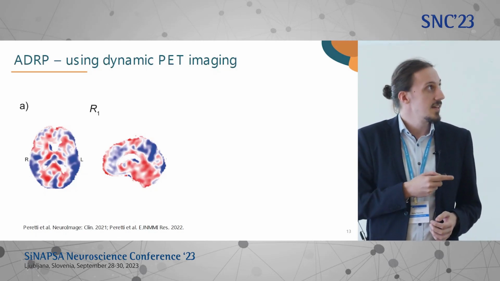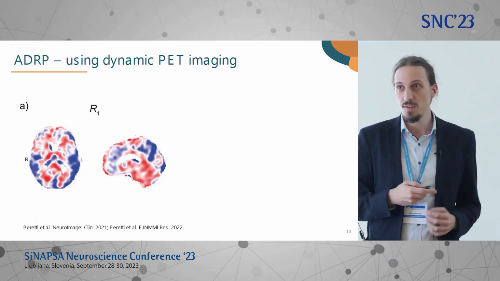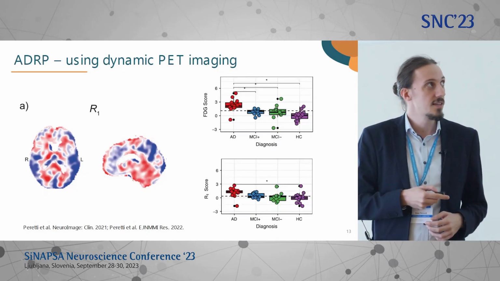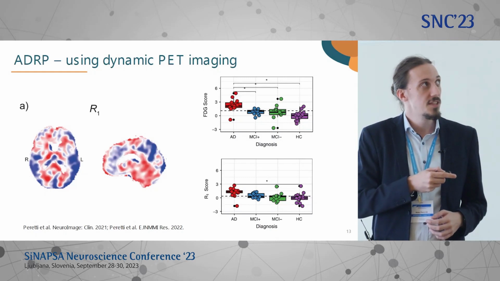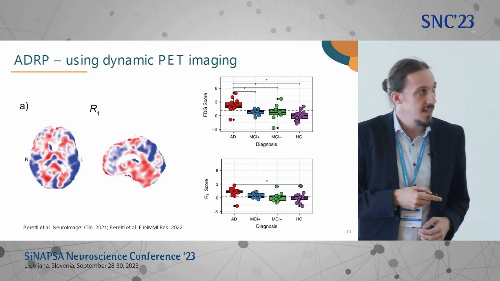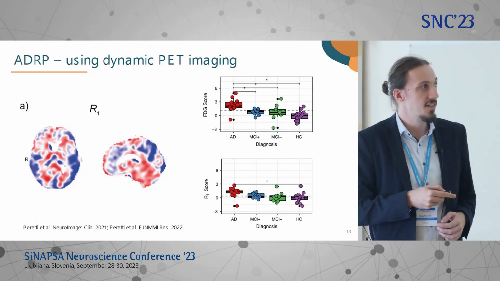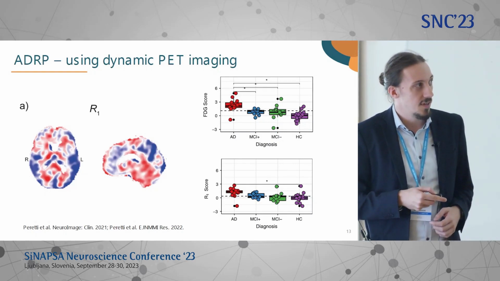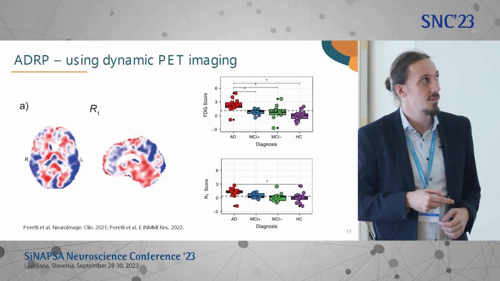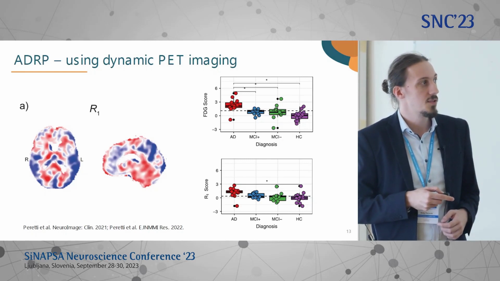If we then calculate the expression of this kind of pattern, we can compare it to the FDG score. And once again, we can see that the dynamic PET-derived pattern is expressed more in patients with dementia than in healthy controls or MCI.